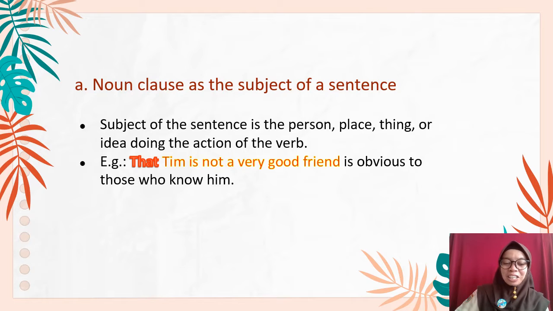Let's start with the noun clause as the subject of a sentence. We have to remember that the subject of the sentence is the person, place, thing, or idea doing the action of the verb. Look at the example. That Tim is not a very good friend is obvious to those who know him. In this sentence, a noun clause begins with the relative pronoun that. A noun clause that Tim is not a very good friend is a subject of the sentence.